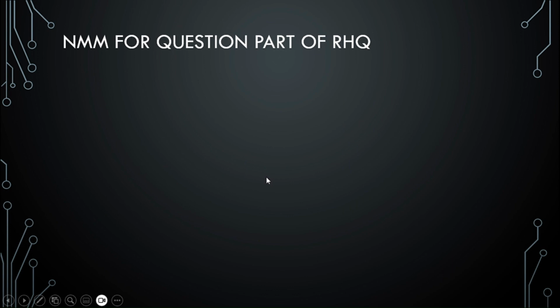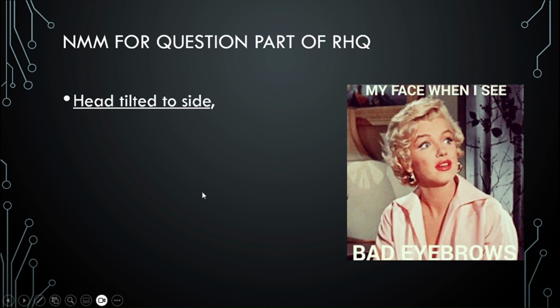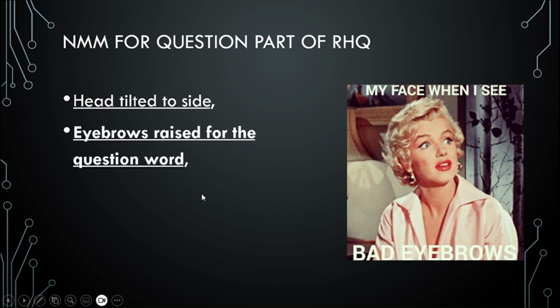For a rhetorical question, there's two parts. You have the question part and the answer part, and they each have their own non-manual markers. So for the question part, your head is tilted very slightly to the side. Your eyebrows are raised for the question word.